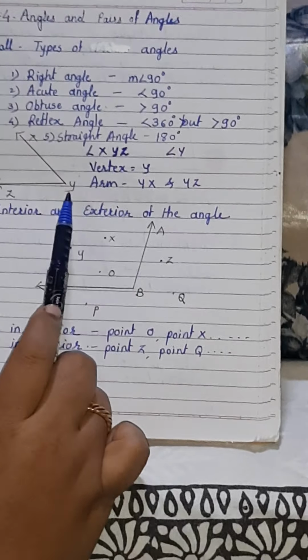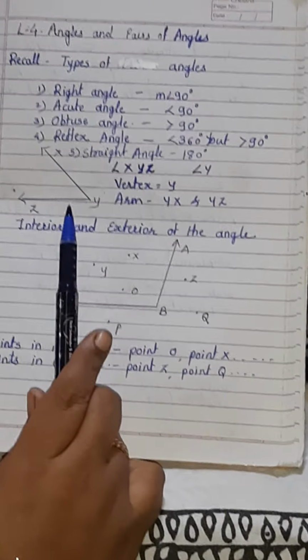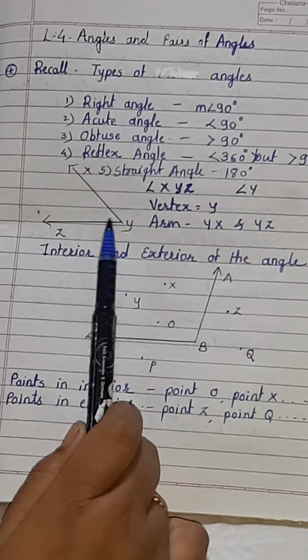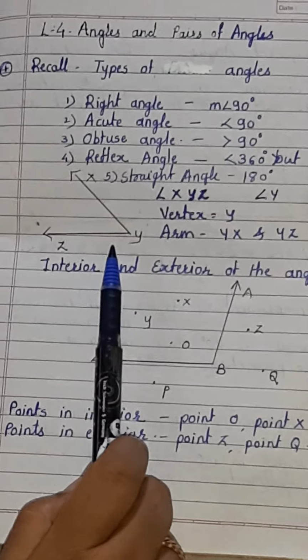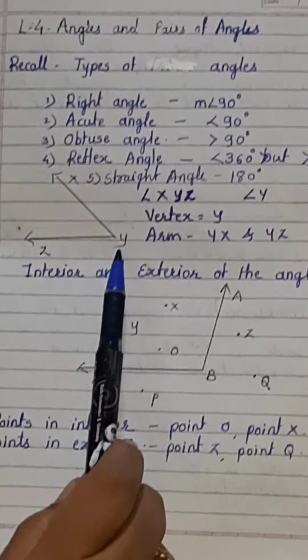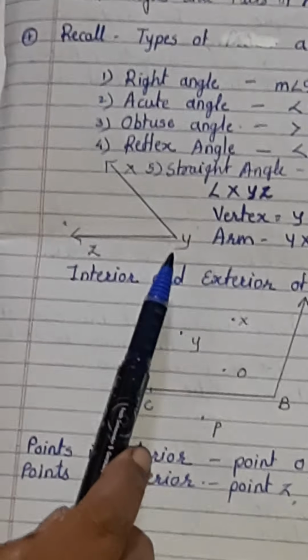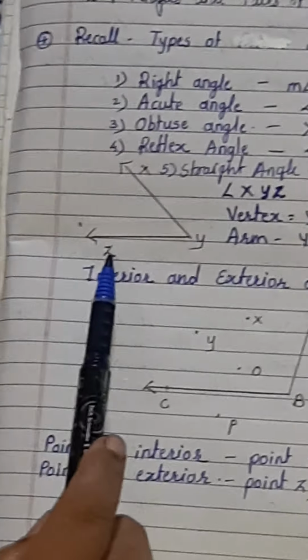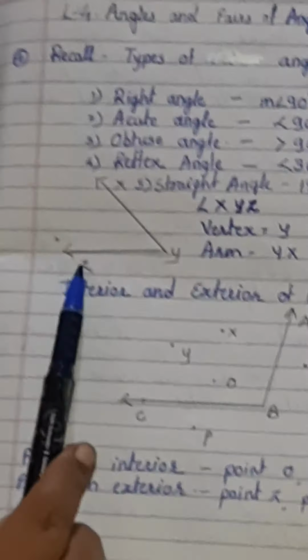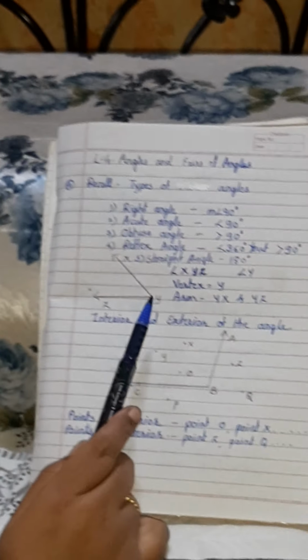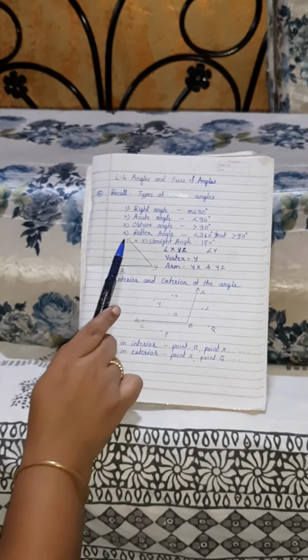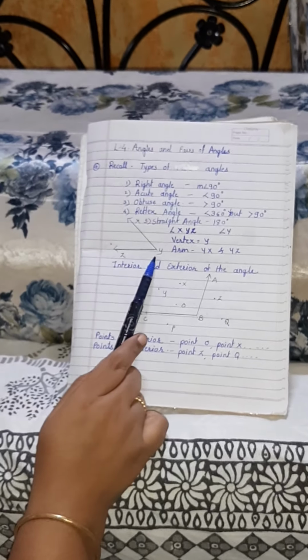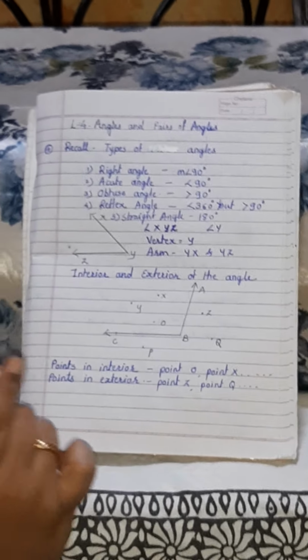This is vertex Y. Angle is having two arms. Which are the two arms? Arm YX and arm YZ. These two arms meet at one vertex, that is Y. This is the structure of the angle. Okay, so again I'll repeat.